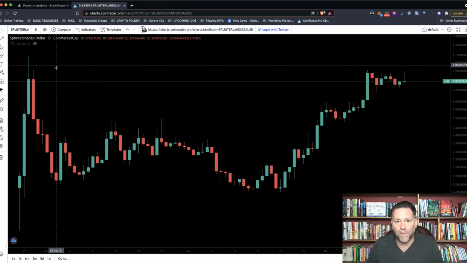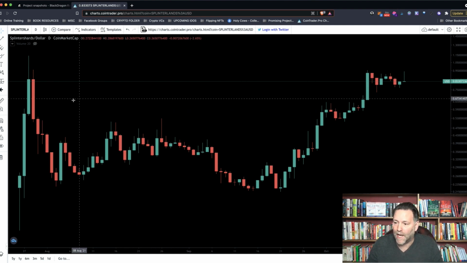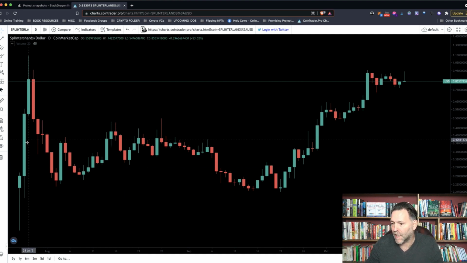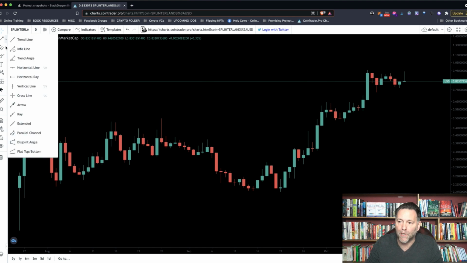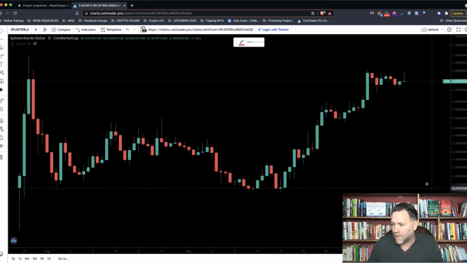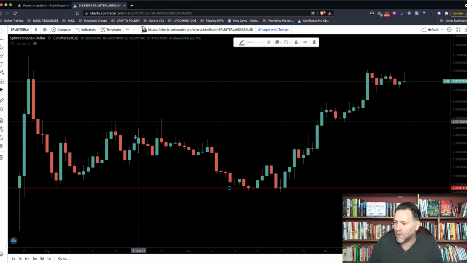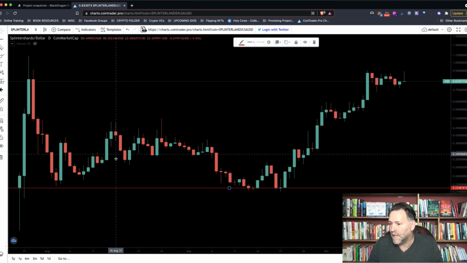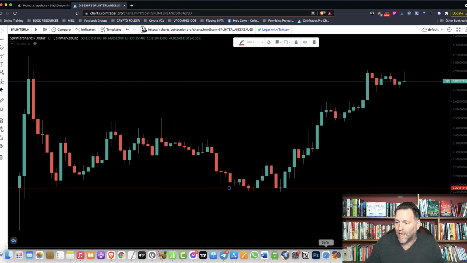This is a chart for Splinterlands, the SPS. We've got a kind of bare naked chart here. First thing we're going to do is put a support line in, to give us a visual representation of kind of where we're at. I always like to do that, and we'll put the red support line in as part of the traffic lights, but we'll just leave that one for now. So that gives us the base, the support line.